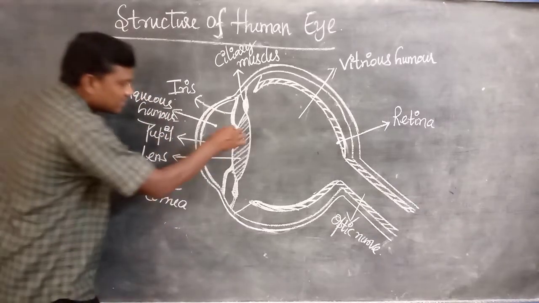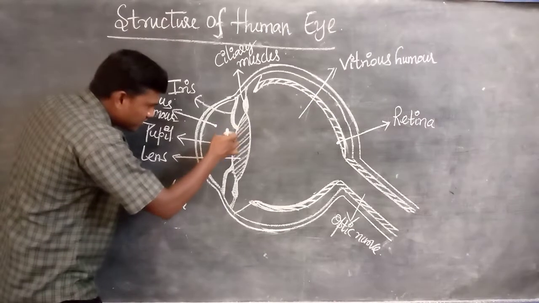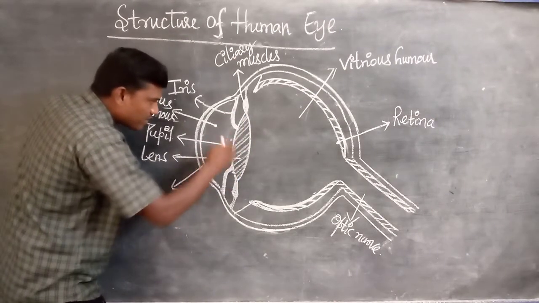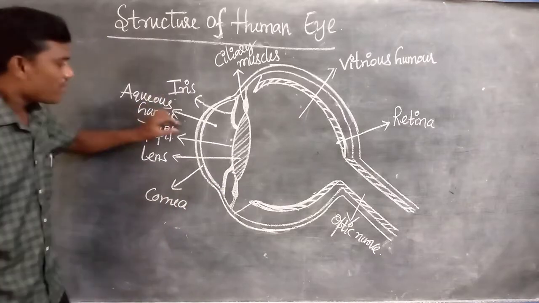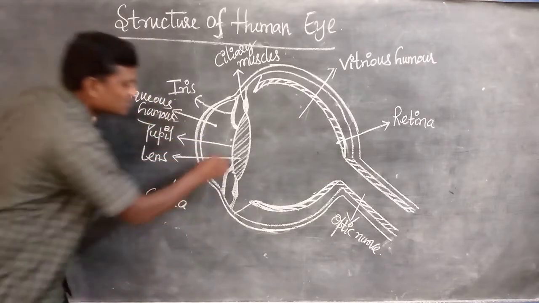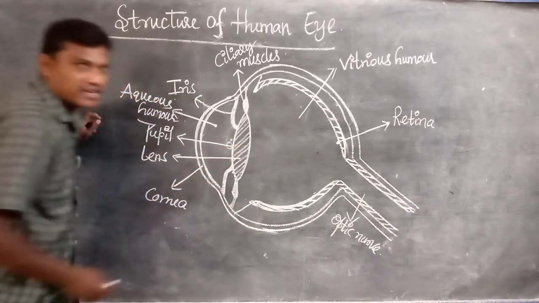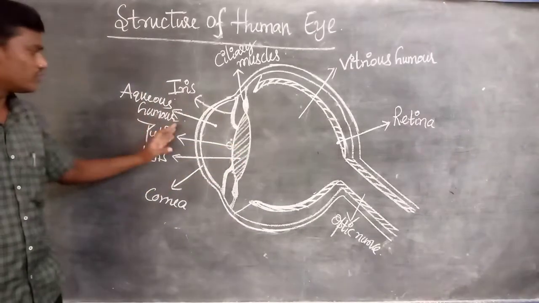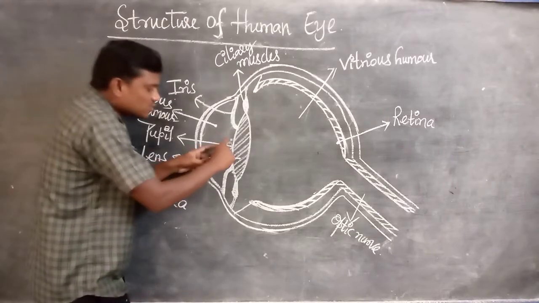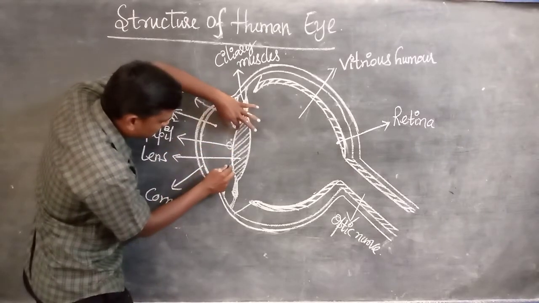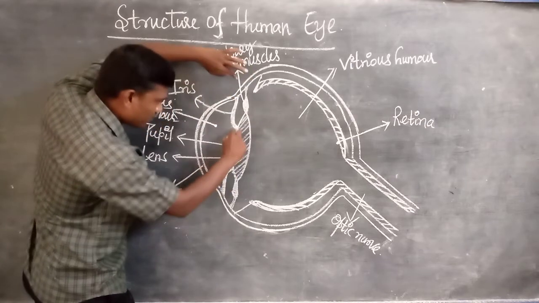So here, from here to here, this is totally called the iris. The iris contains a small tiny hole at the middle. This hole we call the pupil. It is nothing but the small tiny hole, from here to here, this one. It can also be enlarged.